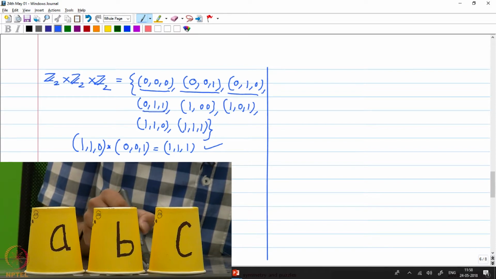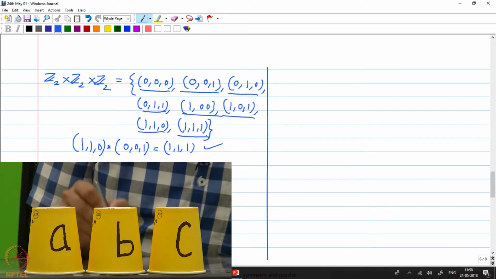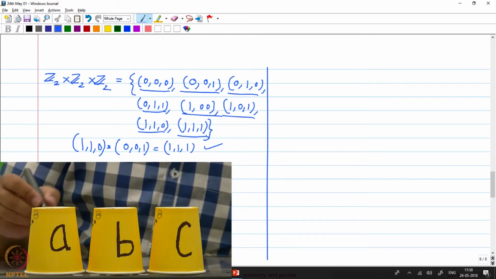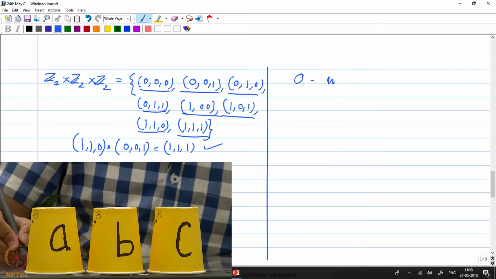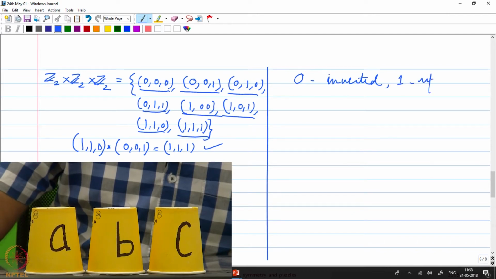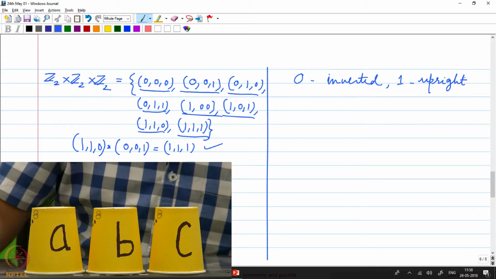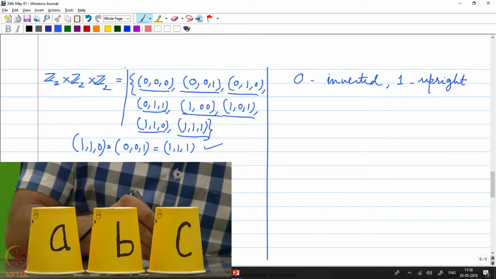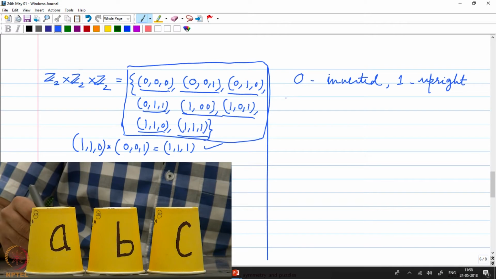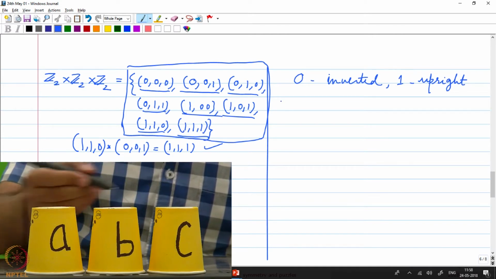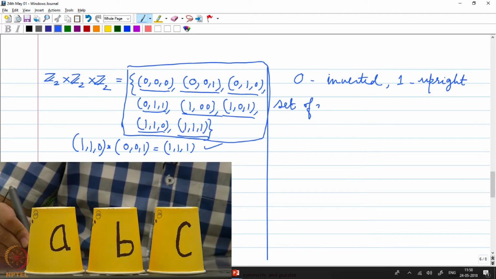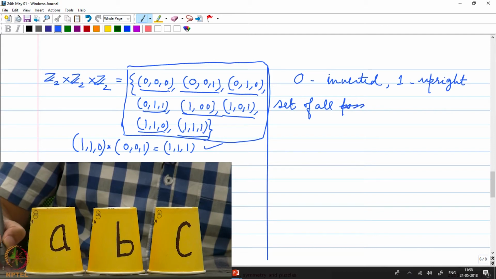And as I had indicated in the last lecture, look at it. This sequence of zeros and ones, there is some similarity, right? So we can say that 0 is the inverted position, and say 1 is the upright position. So this set, which we constructed as a group, just take it as a set. This is the set of all configurations which are possible for these three cups.